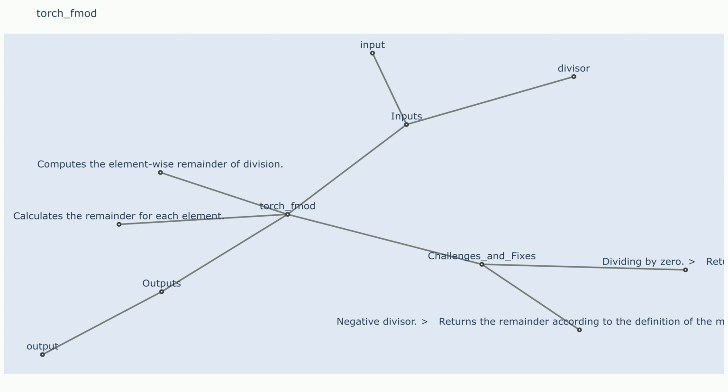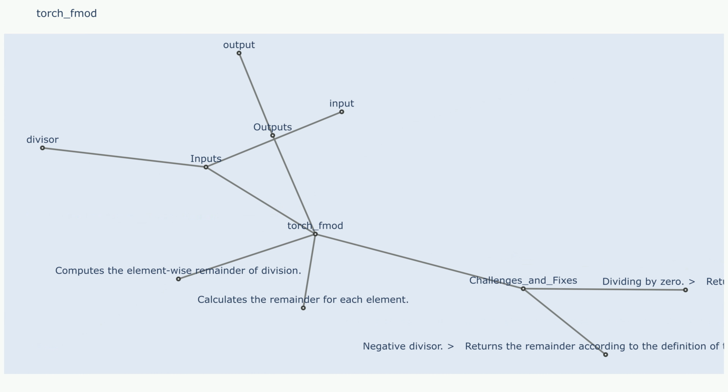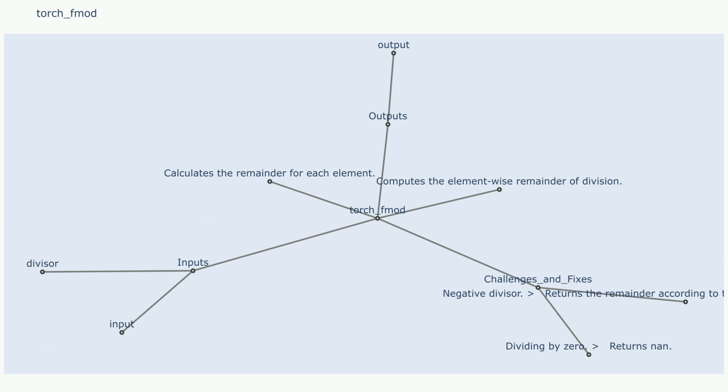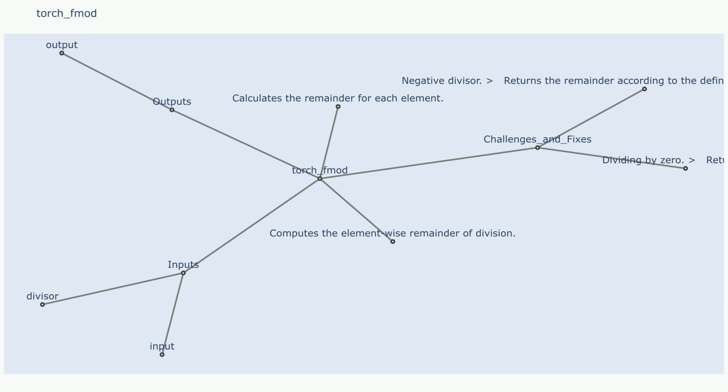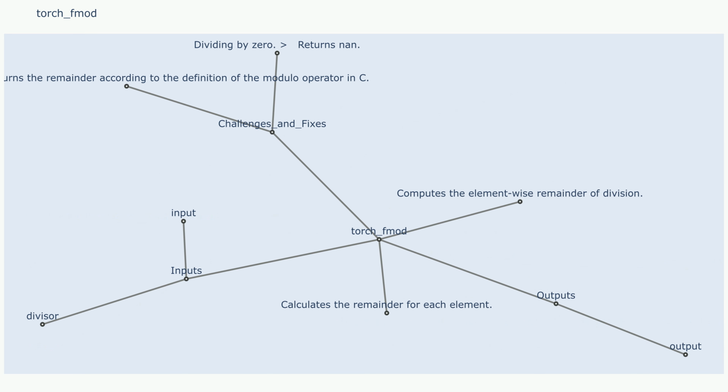torch.fmod. Description. The torch.fmod function computes the element-wise remainder of division. In other words, it returns the remainder when the first input tensor is divided by the second input tensor. Inputs. Input 1. Input, a tensor containing the numbers to be divided. Input 2. Other, a tensor containing the divisors. Outputs. Output 1. Result, a tensor containing the element-wise remainders.